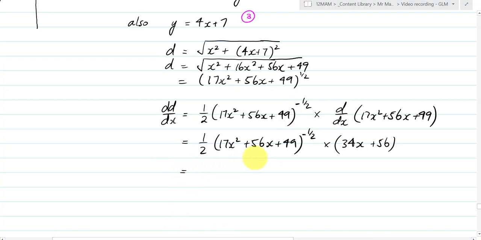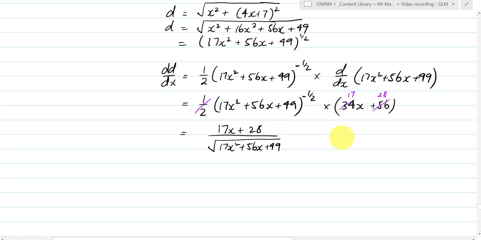And now rewriting it in full, it turns out the 34 and 56 have a factor of 2. That makes that 17, and that makes this one 28. And I can write this down as 17x plus 28 all over the square root of this stuff, 17x squared plus 56x plus 49. And that's my dD/dx.